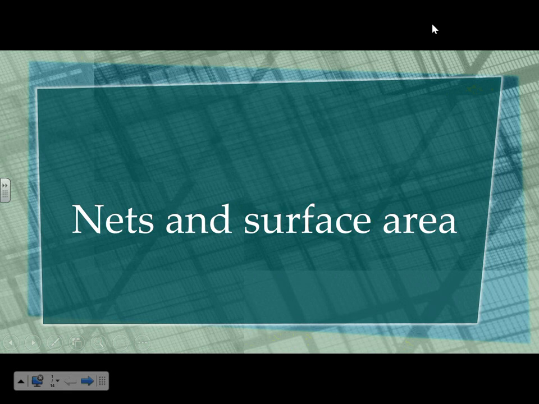That's the area on the outside of your three-dimensional figure. Like if you were to take a box and spray paint it, how much paint you would use on the outside. And volume would be if you took that same box and filled it up with water, how much water you would need. So we're going to talk about surface area and nets today.